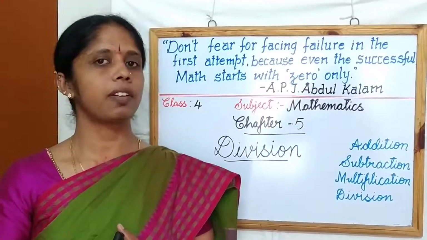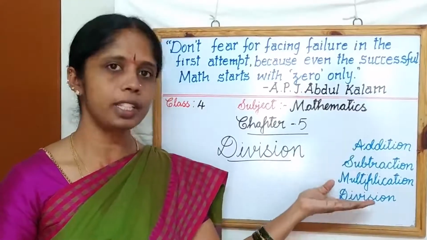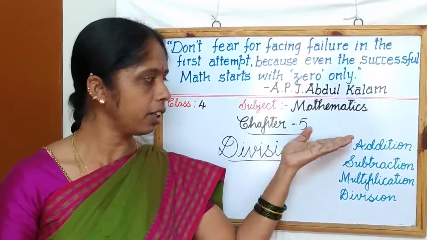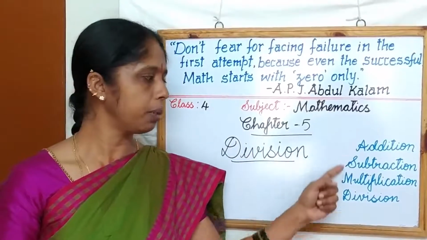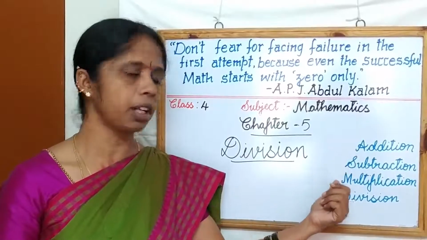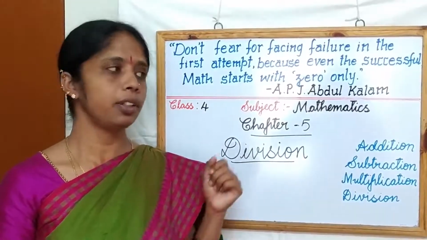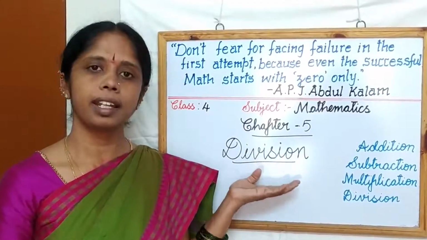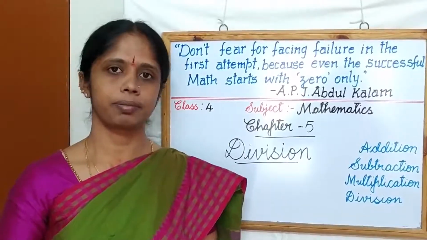So in the previous class we have completed multiplication. Okay. So we know all these four fundamental operations: addition, subtraction, multiplication and division. We have completed all these three: addition, subtraction and multiplication. Now in today's class, let us start with the new chapter, that is division. Hope you all are ready with your textbook.